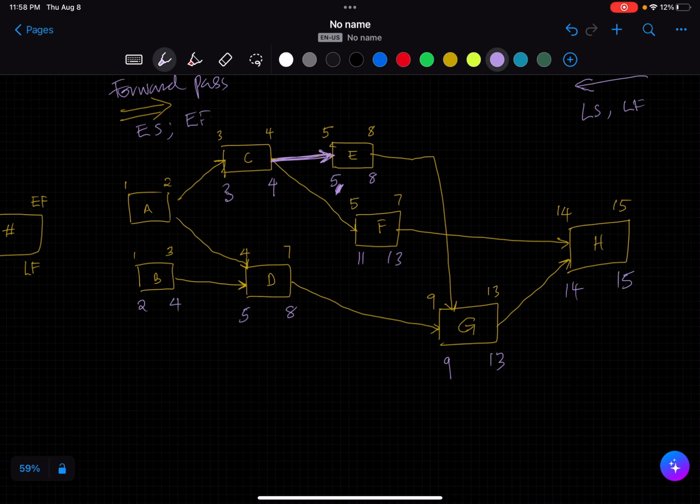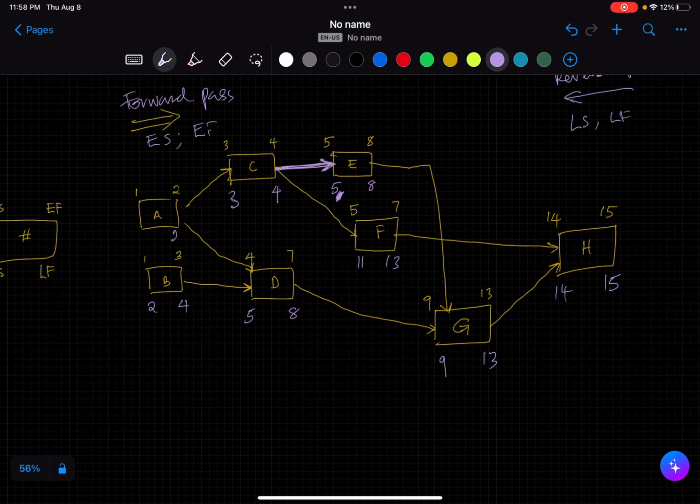We'll have to pick the one on C, in which case this will be 2 as well, and this will be 1. If you look at this, something jumps straight to us. You'll find that there are several network paths here. We have A, C, E, G, and H. We have A, C, F, H. We have A, D, G, H. We have B, D, G, and H. Okay, so there are at least 4 paths.